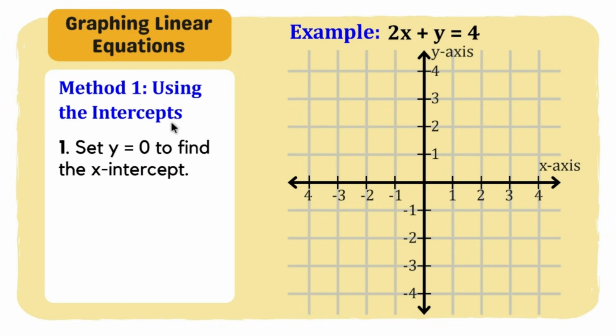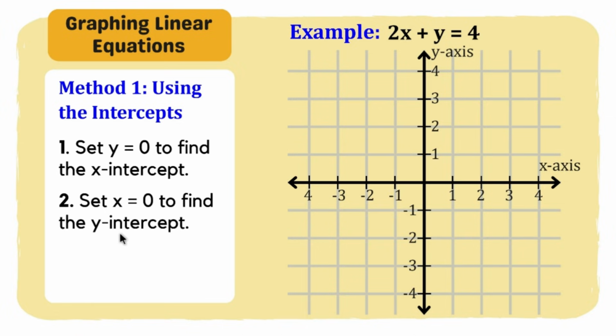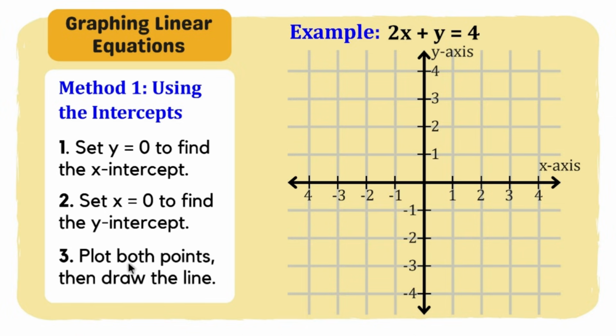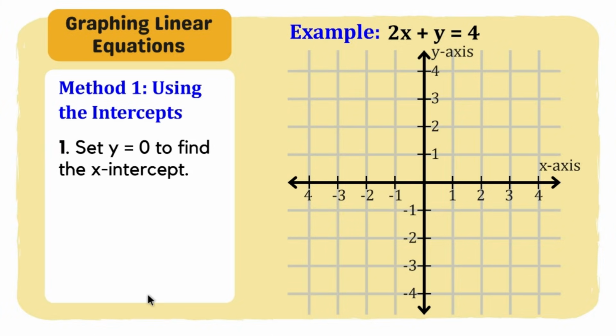Step 1, we are going to set y equal to 0 to find the x-intercept. Step 2, we are going to set x equal to 0 to find the y-intercept naman. And then lastly, we are going to plot both points, then draw the line. So we are going to do this step by step. Wag po kayong mag-alala. I-guide po namin kayo when it comes to graphing. So let's start with step 1.